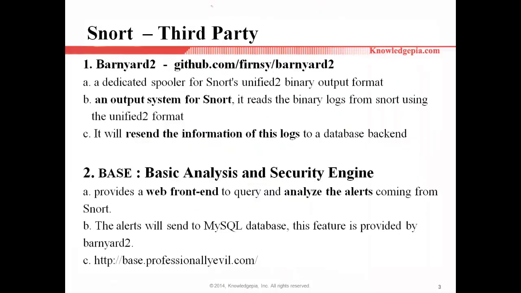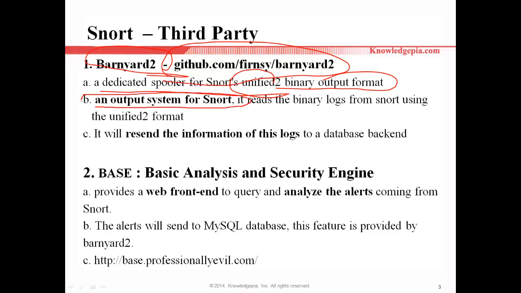In this video, first I want to introduce the Snort third-party programs. The first one is Barnyard. If you go to this directory, you can download the package. Barnyard2 is a dedicated spooler for Snort's unified2 file format, which is the binary output format. We can say Barnyard is the output system for Snort.